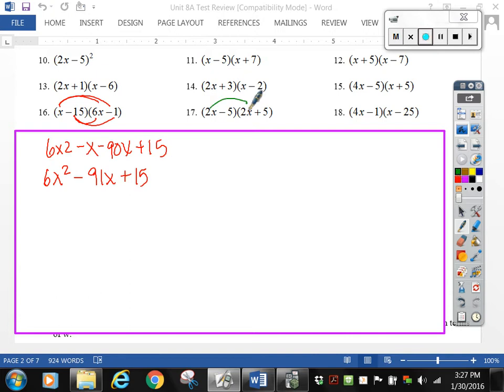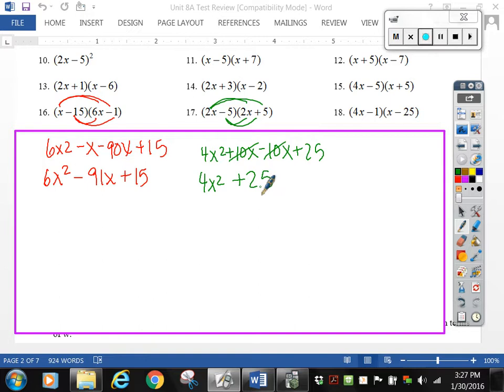Okay, here I get 2x times 2x is 4x squared. 2x times 5 is 10x. Negative 5 times 2x is minus 10x. And negative 5 times 5 is plus 25. Now, when I combine my like terms, 10x minus 10x is 0. So I get 4x squared plus 25.